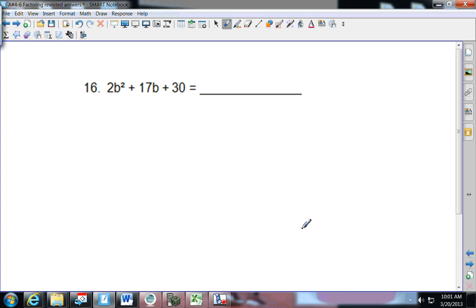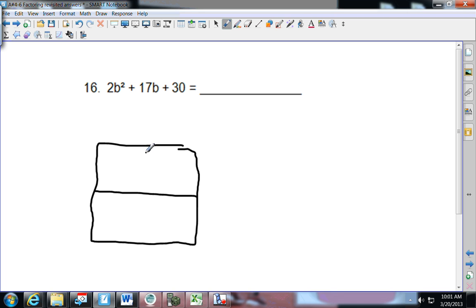Number 16. The first thing you look at, I see that there is a 2 in front of the b squared. So I want to figure out, is there a GCF to take out? Can the 2 go into 17 evenly? No. 17 divided by 2 would give you a decimal. So I'm going to go here, and I'm going to build my box.